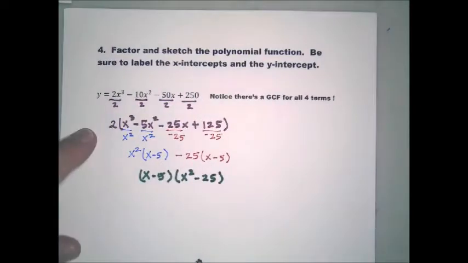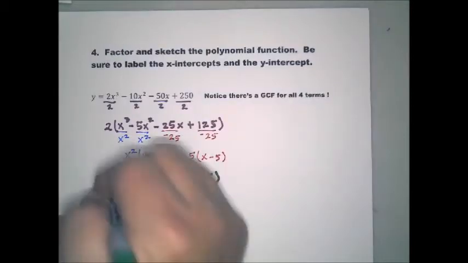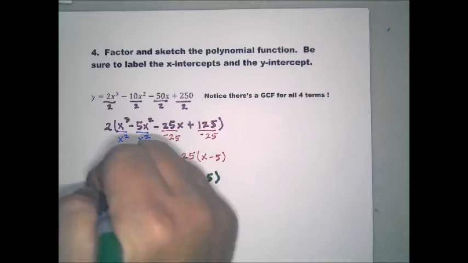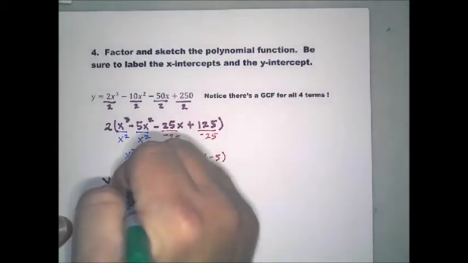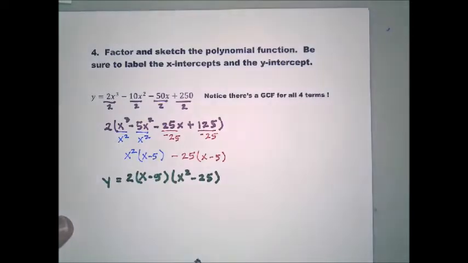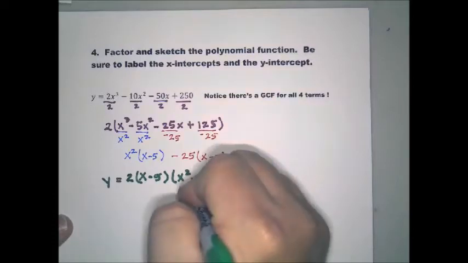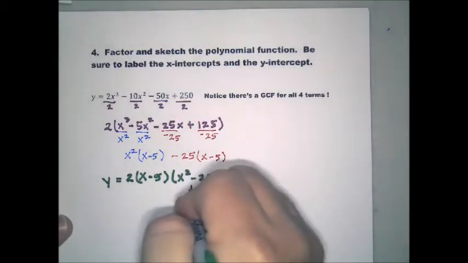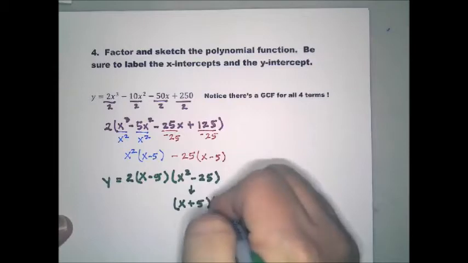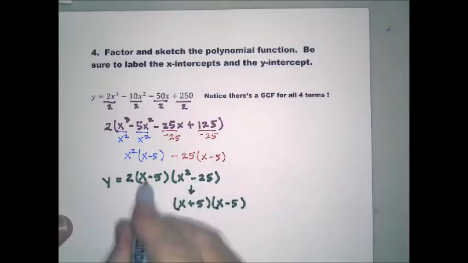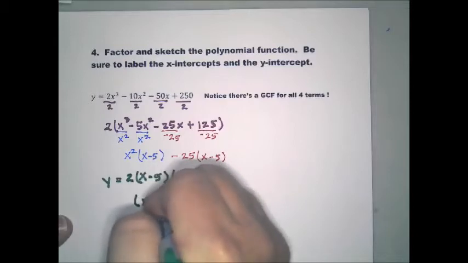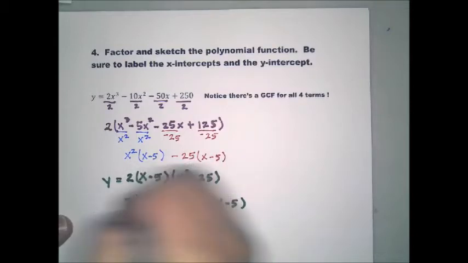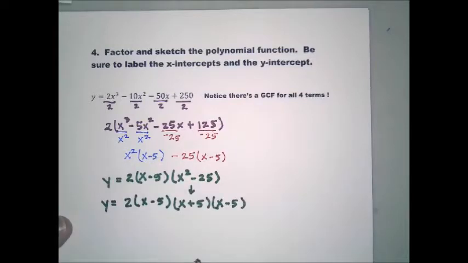Now, let's not forget that 2 that we factored out at the very beginning. So if I rewrite the equation where it stands right now, y equals 2 times this. But there's one more thing to notice. X squared minus 25 is a difference of perfect squares. So this can go further into x plus 5, x minus 5. There's this x minus 5 right here, and there's this 2. And so that's this equation in its fully factored form.